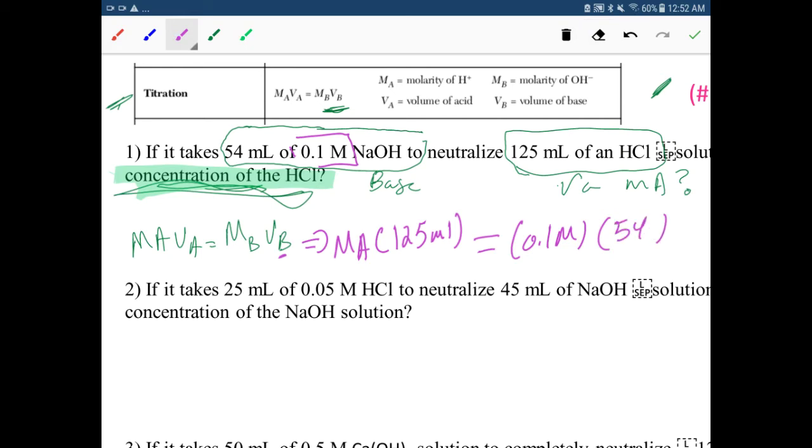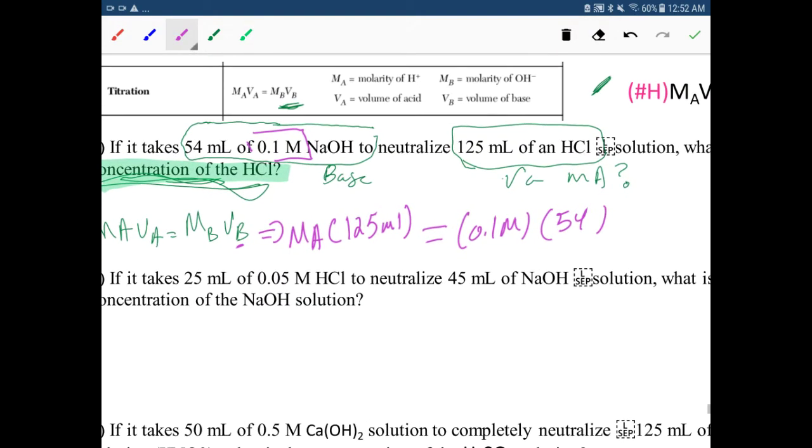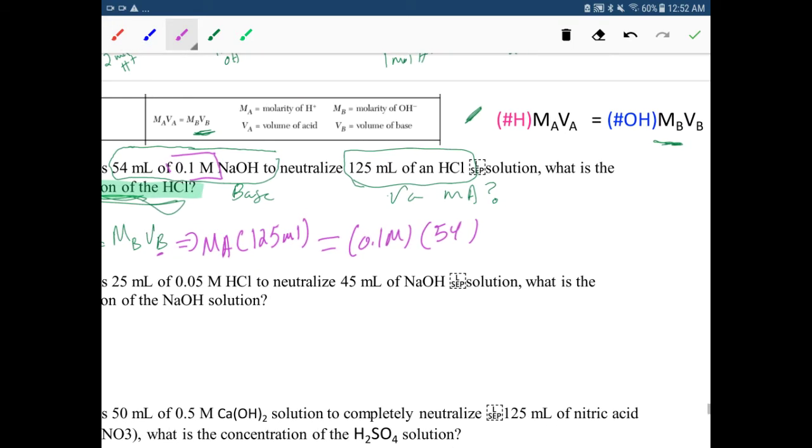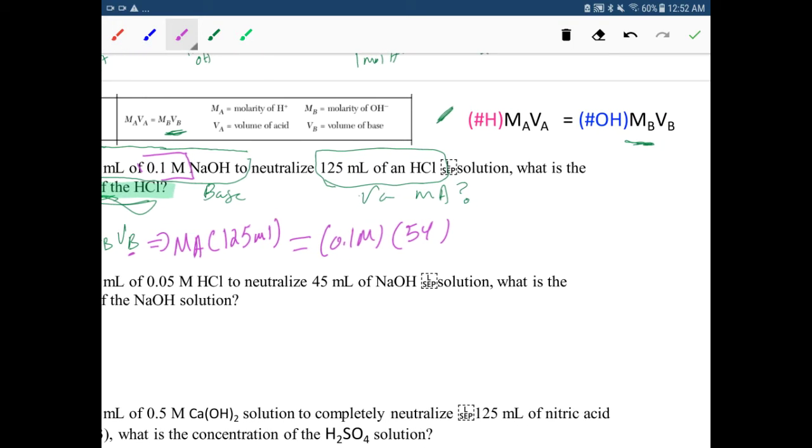Okay, and now you could start by multiplying these two, and then dividing whatever you got by the 125, or you could isolate the MA, then do the division. That's what I like to do. That's my way. If your way is different, it's fine, because math can be done in different ways. So what I'm gonna do here is isolate the MA.